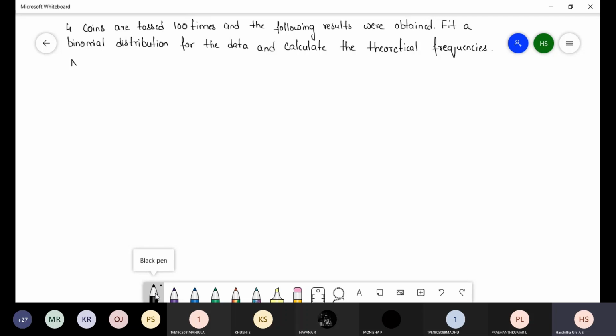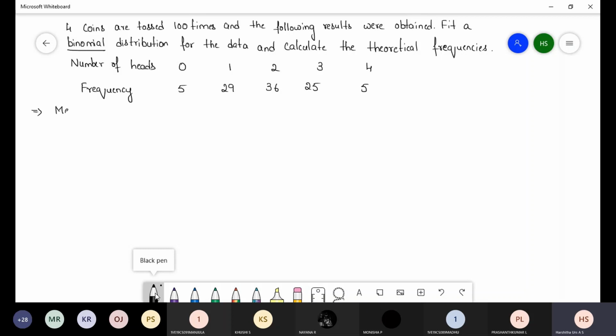Here they will give it in the form of a table, but they will ask which distribution it is. Here clearly they have mentioned it is a binomial distribution. So first the number of heads, second the frequency. Here I will write 0, 1, 2, 3, 4 and frequencies 5, 29, 36, 25, 5. Now we have to solve a problem of this type if they mention it in the form of a table.